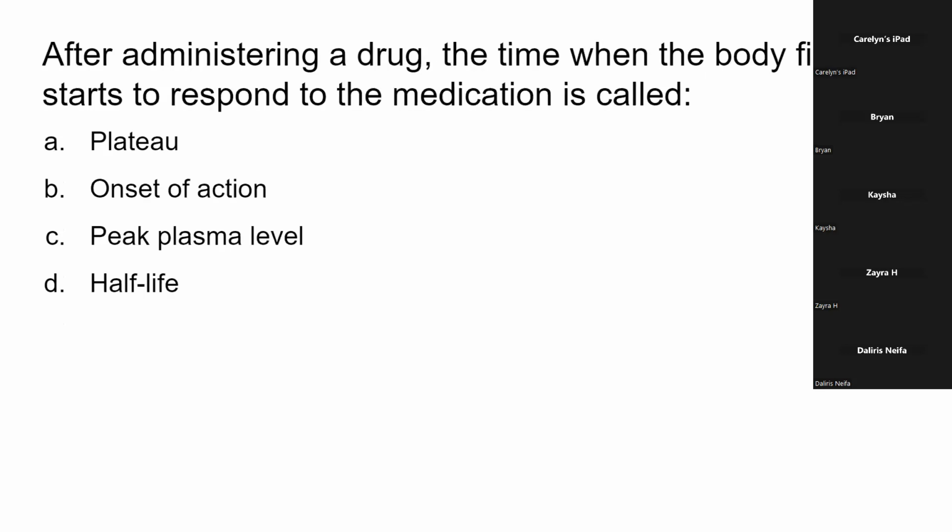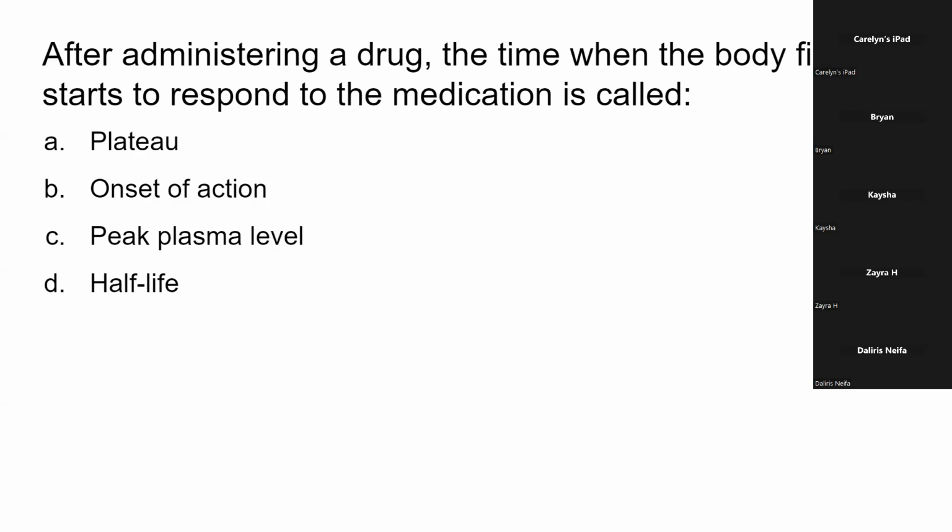All right. After administering a drug, the time when the body first starts to respond to the medication is called what? So we're thinking of ADME, right? We're thinking of our pharmacokinetics, the movement of drugs through the body. What makes the most sense? After administering the drug, when the body first starts to respond to a medication, what's that called? B, onset of action, right? That's the onset of action. That's how quickly you can expect to feel the effect of a drug.